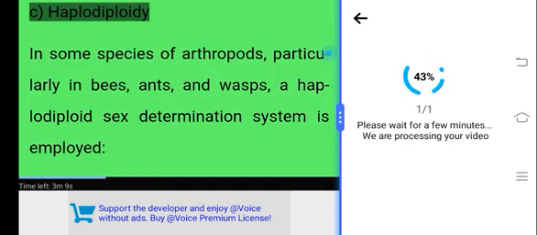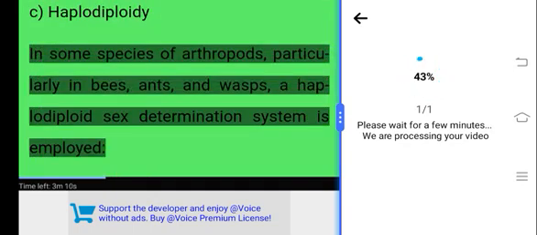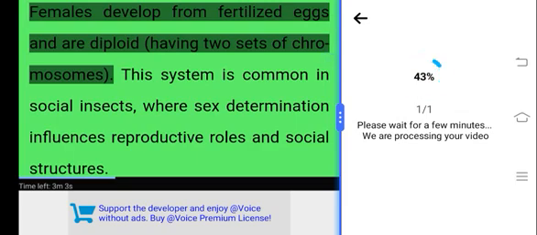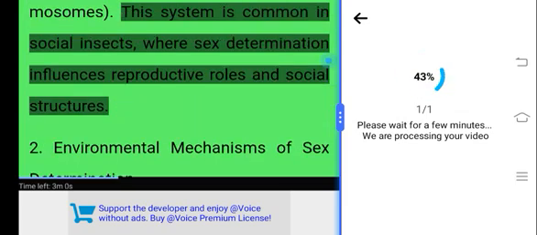C. Haplodiploidy. In some species of arthropods, particularly in bees, ants, and wasps, a haplodiploid sex determination system is employed. Males develop from unfertilized eggs and are haploid, having one set of chromosomes. Females develop from fertilized eggs and are diploid, having two sets of chromosomes. This system is common in social insects, where sex determination influences reproductive roles and social structures.